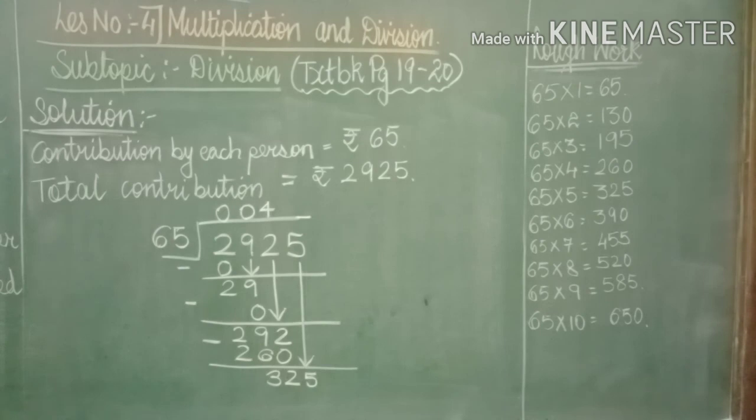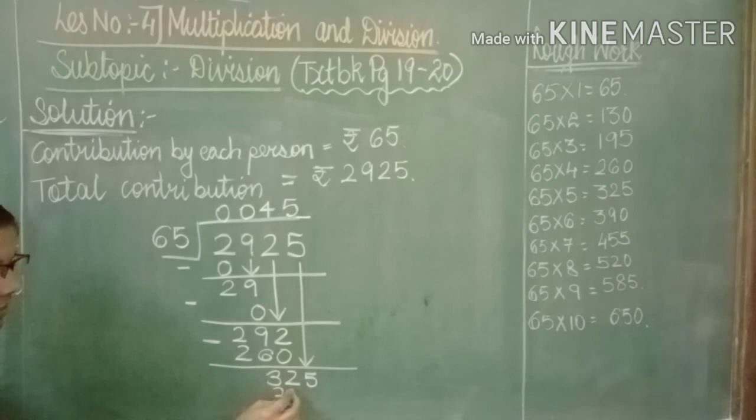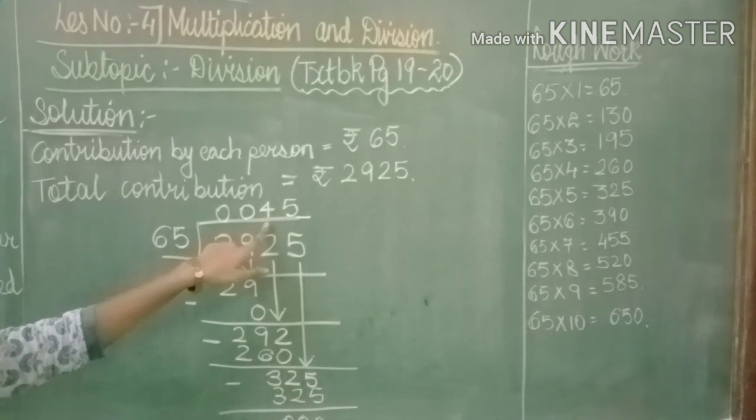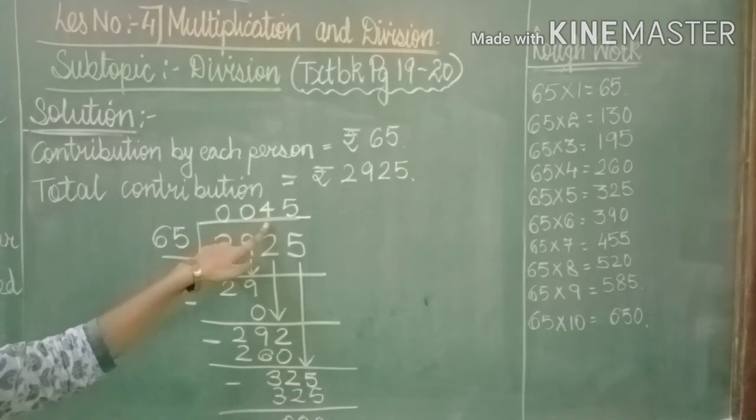Now you can see, 65 fives is 325. So we will be writing 65 fives is 325, minus sign, and then we will get the remainder as 0. So what is the total number of persons who have contributed? The total number of persons who contributed was 45.